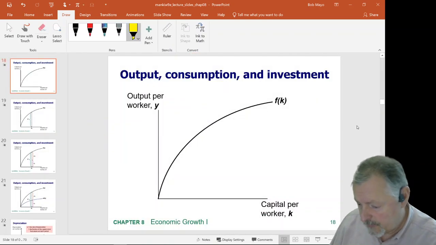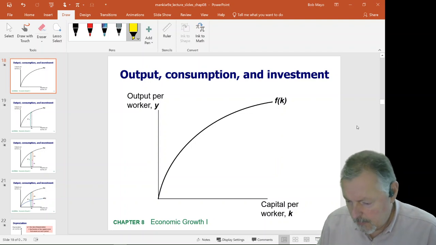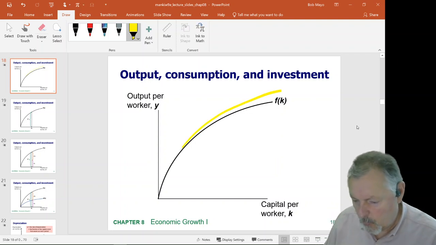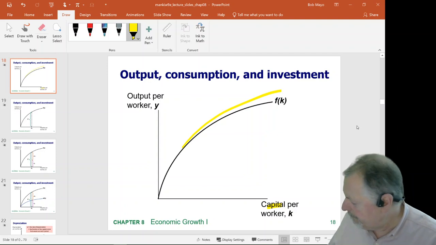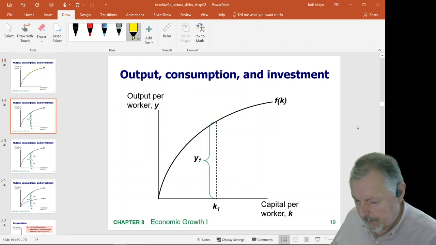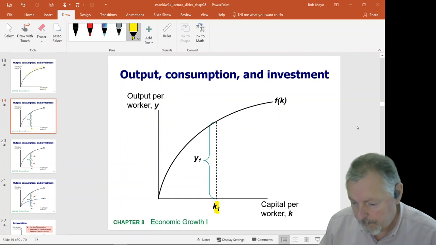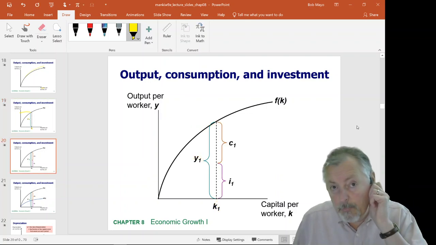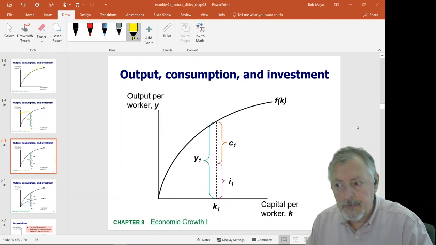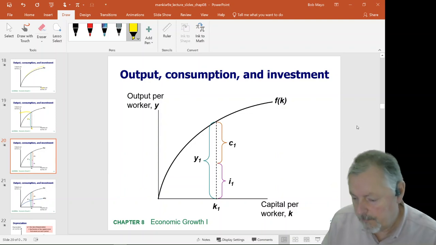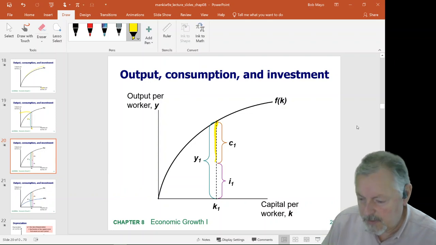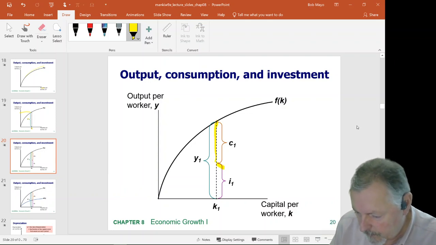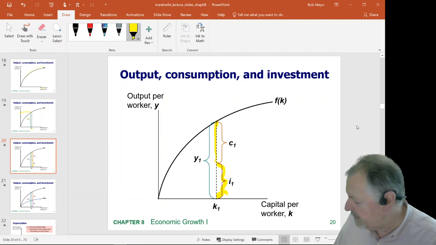Okay, we start with this. Output per worker as a function of capital per worker. For a particular level of capital per worker, this will be the output per worker, Y1. That output will be divided into two parts. Part will be consumed, part will be invested. That's the amount consumed, and that's the amount invested.